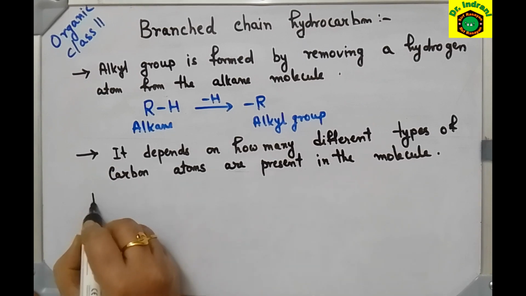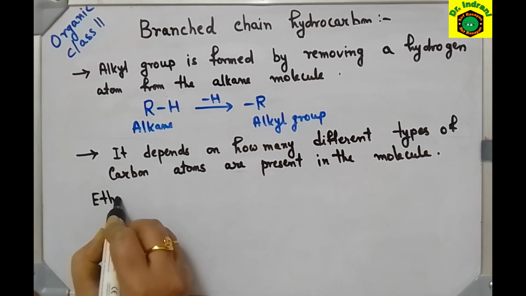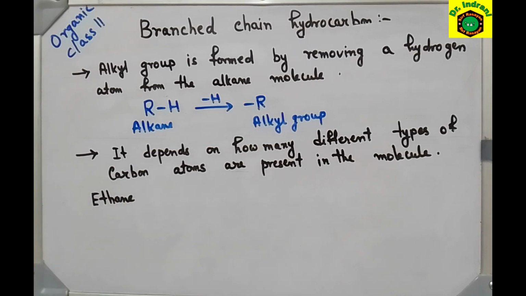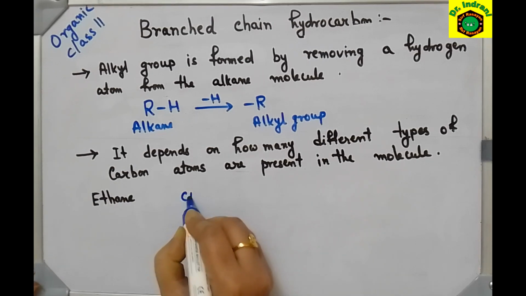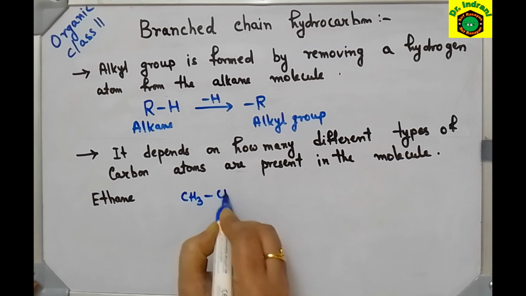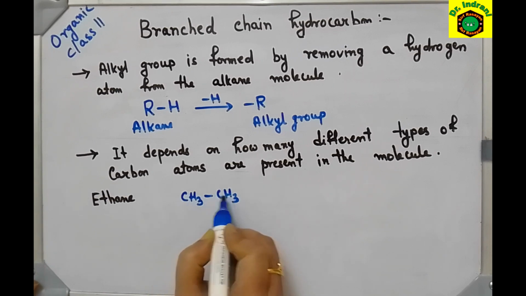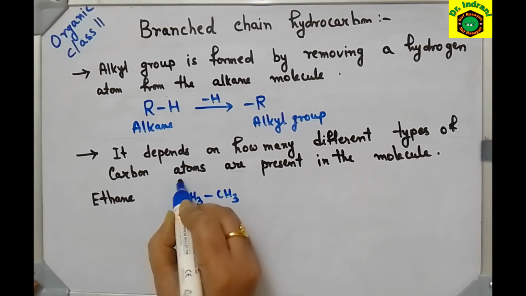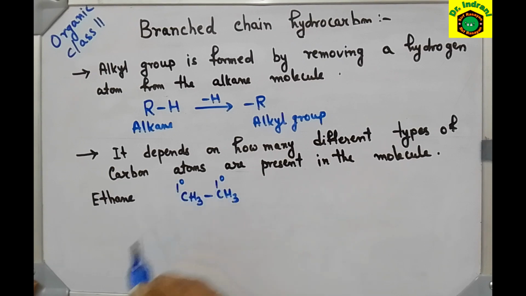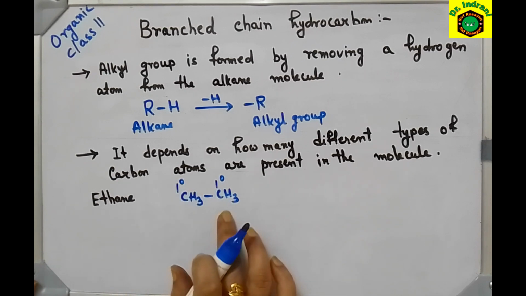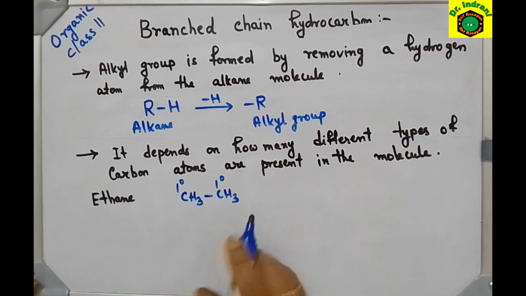Now see, in ethane molecule, this is ethane, CH3, CH3. This carbon is attached with one carbon, this carbon is attached with also one carbon. So this carbon is primary carbon, this carbon is primary carbon. So both the carbon atoms are primary, so only one alkyl group can be formed.